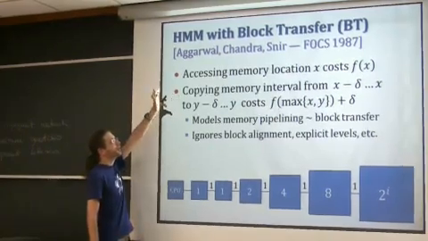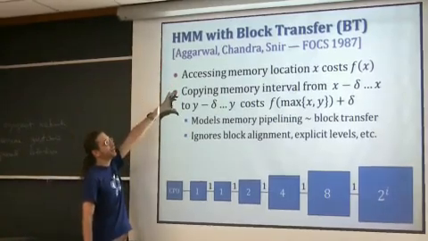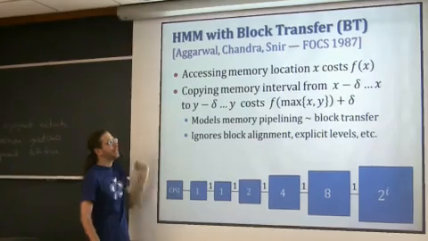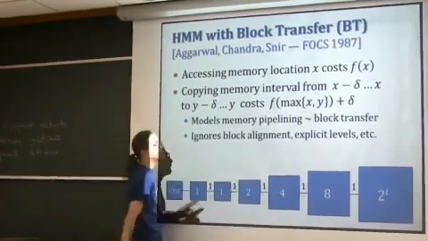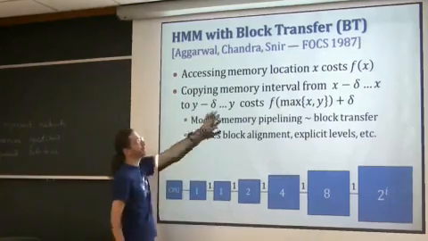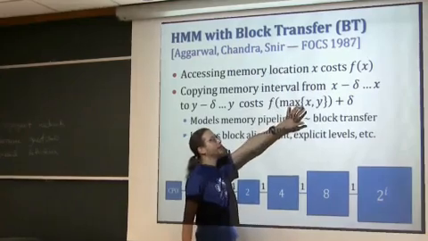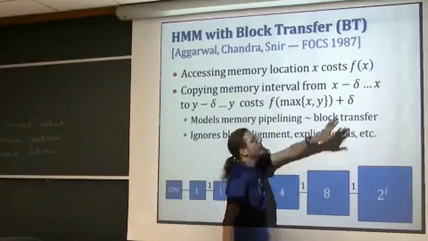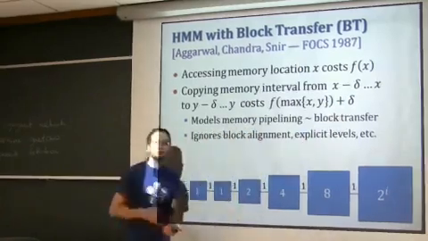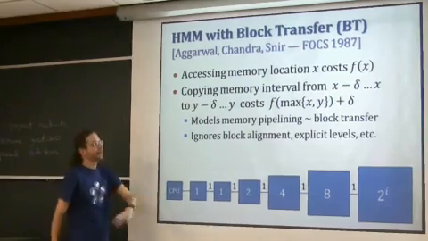So you have the old thing, accessing x costs f of x, but now you have a new operation, which is I can copy any interval, which should look something like this, from x minus delta to x, and I can copy it to y minus delta to y, and I pay the time to seek there, f of max of x and y, or you could do f of x plus f of y, doesn't matter. And then you pay plus delta, so you can move a big chunk relatively quickly. You just pay once to get there, and then you can move it.